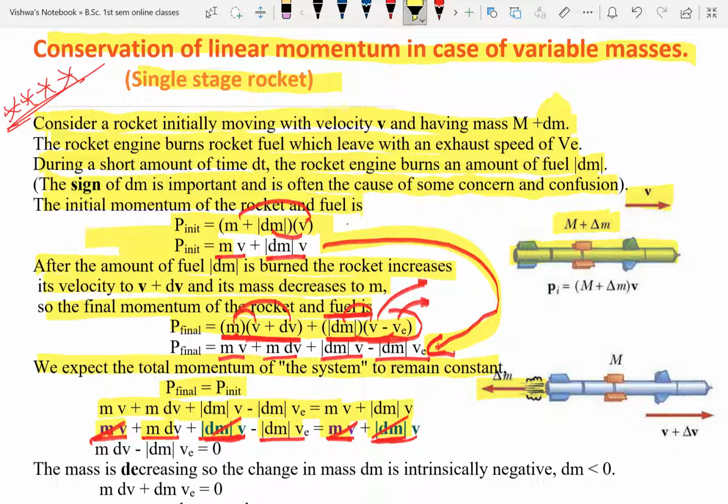So the remaining is m dv minus dm into v equal to 0. The mass is decreasing, so the change in mass dm is intrinsically negative, that is dm is less than 0. So this mod of dm value we are now taking as negative. For that, this whole becomes plus dm into v. This sign convention is important. Please remember this one: m dv plus dm into v equal to 0.